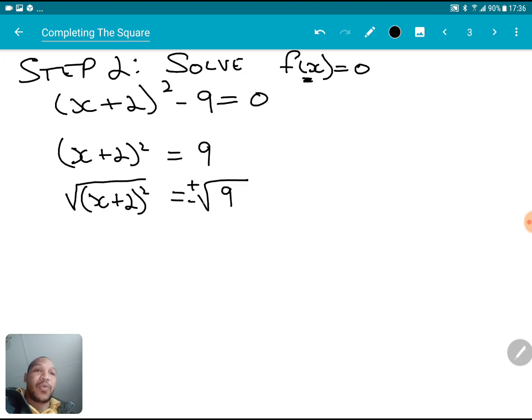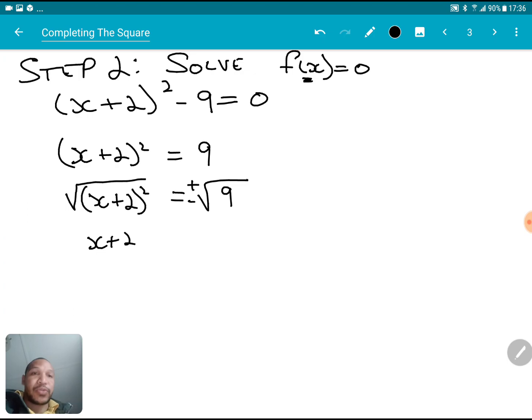Square root of 9. Why do I have the square root of 9 on this side? If we square root on the left hand side, we need to do the same on the right hand side. Why do I have the plus or minus? Because plus 3 multiplied by plus 3 would give me 9, and negative 3 multiplied by negative 3 would also give me 9. So thus, the square root of 9 can have two answers. That's why we have a plus and a minus. Now we continue to solve.